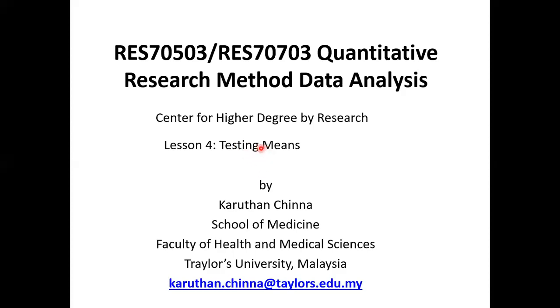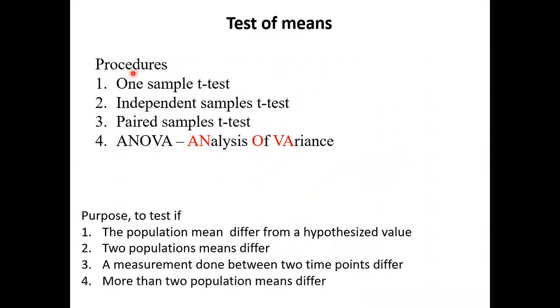Right, testing means. Okay, in this particular lesson we talk about three procedures. One, one-sample t-test, used when you have a hypothesized value. Independent-samples t-test, used when comparing two population means. ANOVA, used when comparing more than two population means.